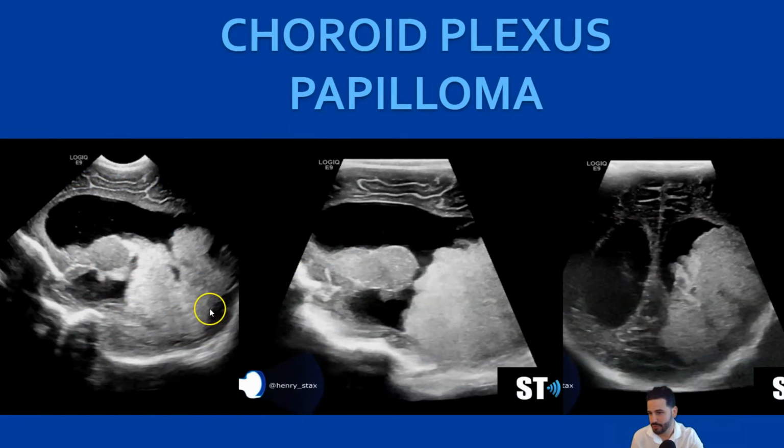So here we have a newborn that presented with macrocephaly, and you can see here there's ventriculomegaly and this large tumor coming off of the choroid plexus, and it turned out to be a choroid plexus papilloma. So here we have your sagittal and your coronal views, and it's on the left side. It's very big, and as such, it's also causing obstruction, which leads to hydrocephalus.